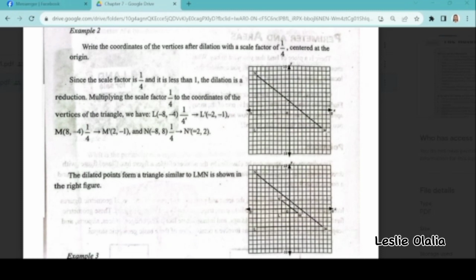Dito naman sa N, it's negative 2, 1, 2, and pataas since it is positive 1, 2. That's why nakuha natin itong figure na to. Again, mag-iiba lang ng size but the figure itself stays the same.